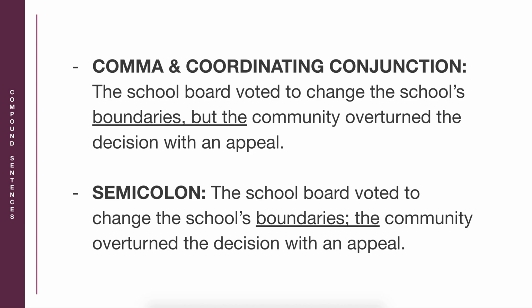Our next example on the bottom says the school board voted to change the school's boundaries, independent clause number one. The community overturned the decision with an appeal, independent clause number two, and between those we have a semicolon. Now semicolons are kind of like periods, but what they do is they take two independent clauses, so two clauses that could stand on their own, and we say these are really similar, they're really closely related, therefore we don't want to put them in two separate sentences. We're going to tie them together with a semicolon, and that shows our readers that we have two complete thoughts that are closely related.